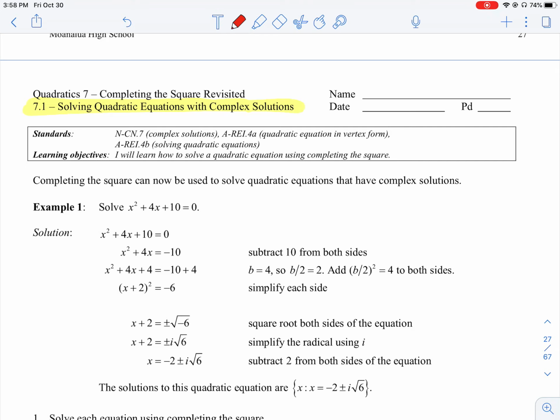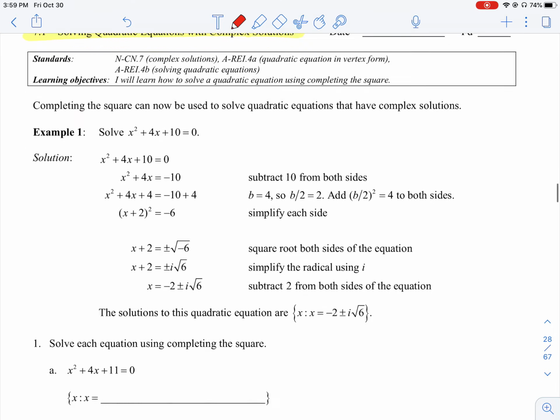Today we're going to be learning how to solve quadratic equations with complex numbers or complex solutions. And I am going to be assuming that you've already watched my video about how to complete the square and you've already watched the pure imaginary numbers video, because if you have not done that yet, you are going to be confused with this entire lesson.